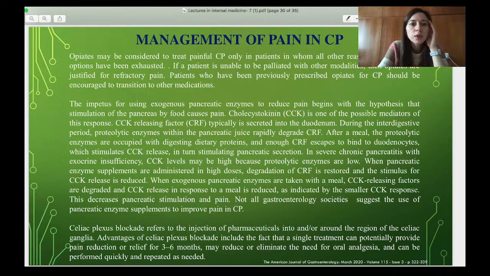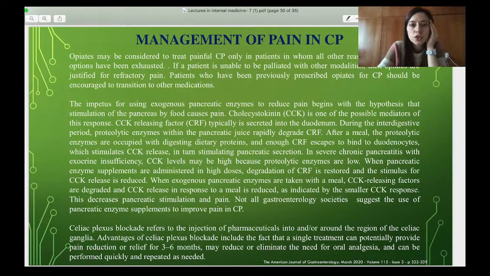The impetus for using exogenous pancreatic enzymes to reduce pain begins with the hypothesis that stimulation of the pancreas by food causes pain. Cholecystokinin is one of the possible mediators of this response, and cholecystokinin releasing factor typically is secreted in the duodenum.